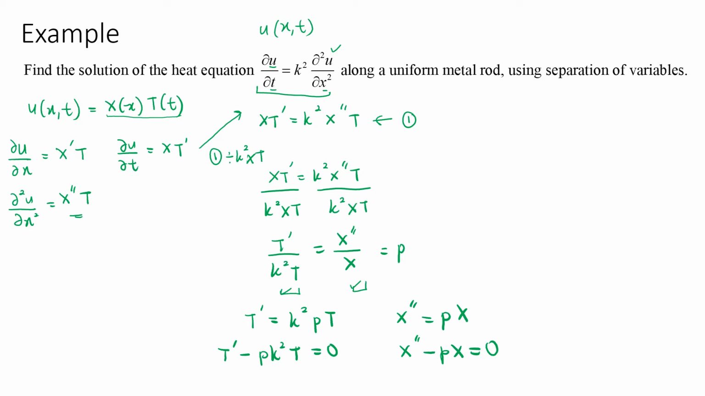Now we want to solve this, but we have to consider three possible cases for p. The first is when p is greater than 0. The second is when p equals 0. And the third is when p is less than 0. So we have to consider these three, and I will show you how to solve all three cases.